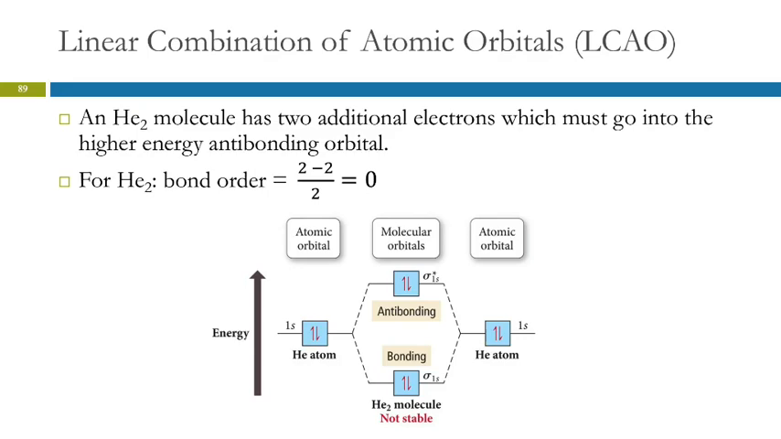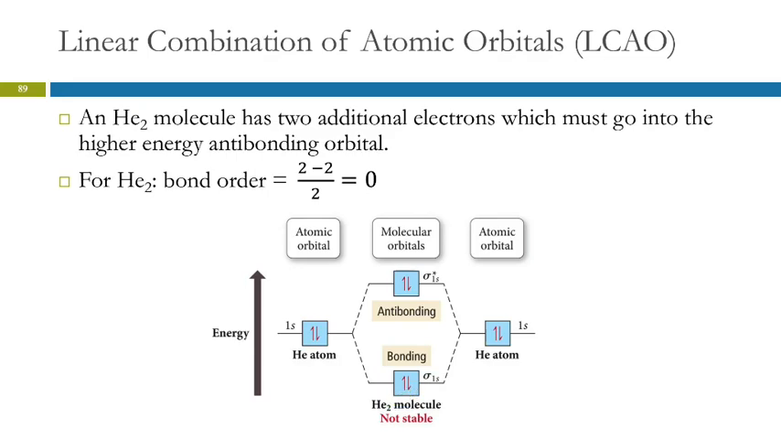So hopefully as we go on, some of this might become a little clearer. Let's look at He2. So if we do this scheme for He2, here's a helium atom and another helium atom. A helium atom has 2 electrons in its 1s orbital. When we combine these 1s orbitals, we can add them to form a bonding orbital and subtract them to form an anti-bonding orbital. This will be higher in energy, this will be lower in energy.